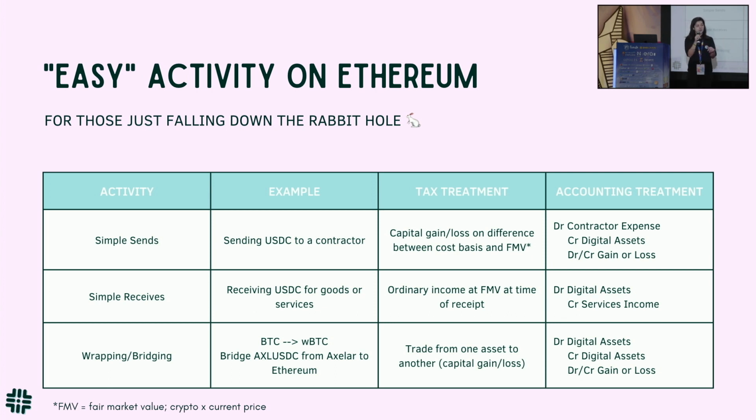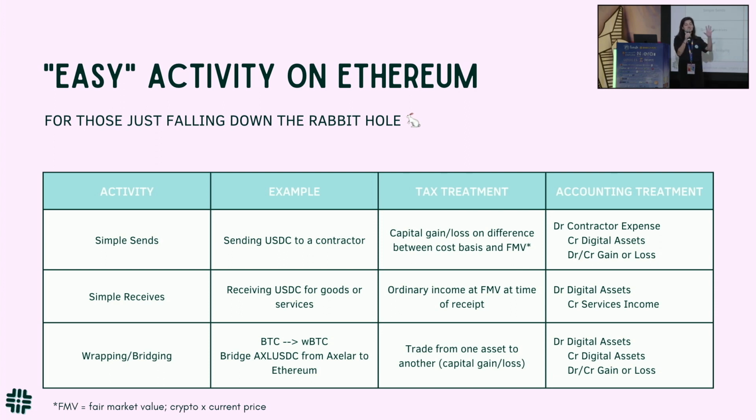I can deposit it into a contract, and then I get WBTC, or wrapped Bitcoin, back. That's wrapping. An example of bridging: I have AXL USDC up here. That's a stablecoin on the Axelar network. I can actually bridge that over to Ethereum and have my stablecoin on Ethereum. And they act very, very similarly.